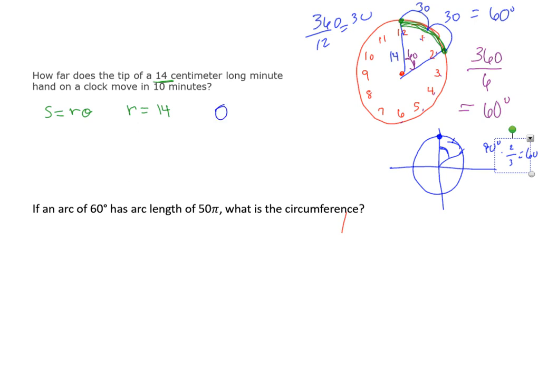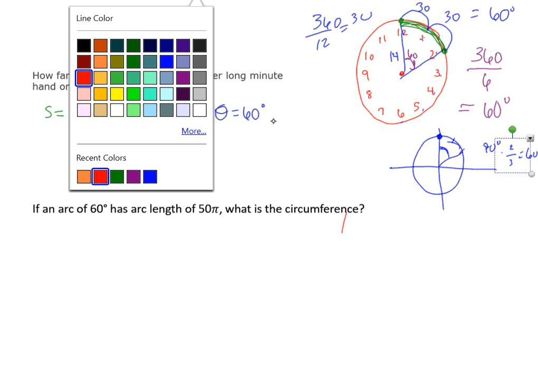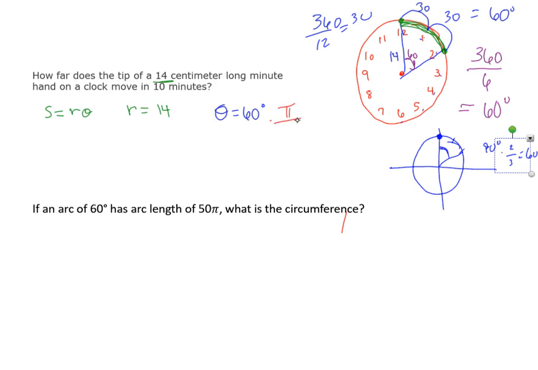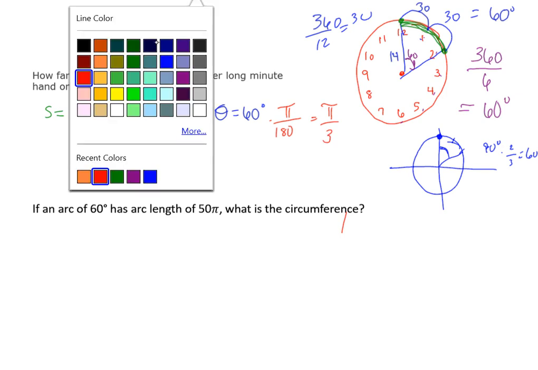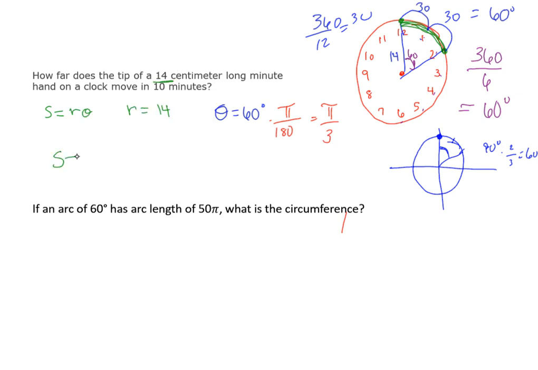Theta equals 60. Can't leave that though. We've got to convert it to radians, which is pi over 3. Okay, arc length is equal to 14 times pi over 3. Okay, that's 14 pi over 3, or approximately 14.7 centimeters.